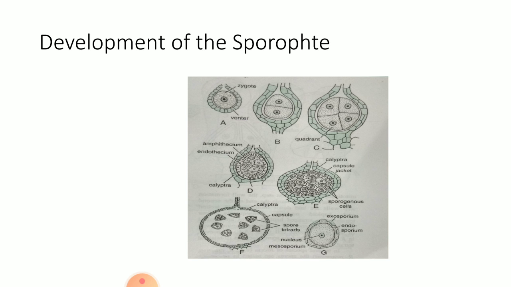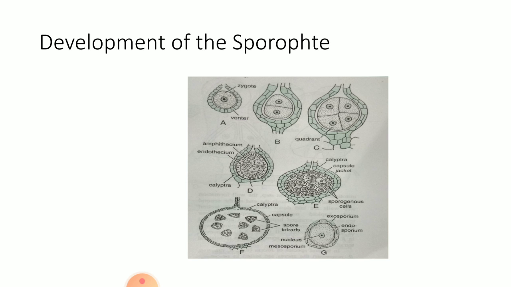Now let us begin with the zygote. The first division of the zygote is nearly horizontal. It is in a plane at right angles to the long axis of the archegonium. The next division is at right angles to the first. The young embryo consists of 4 cells. It is called the quadrant stage. In figure C, you can see the quadrant stage of the embryo. All the 4 quadrants are nearly equal.